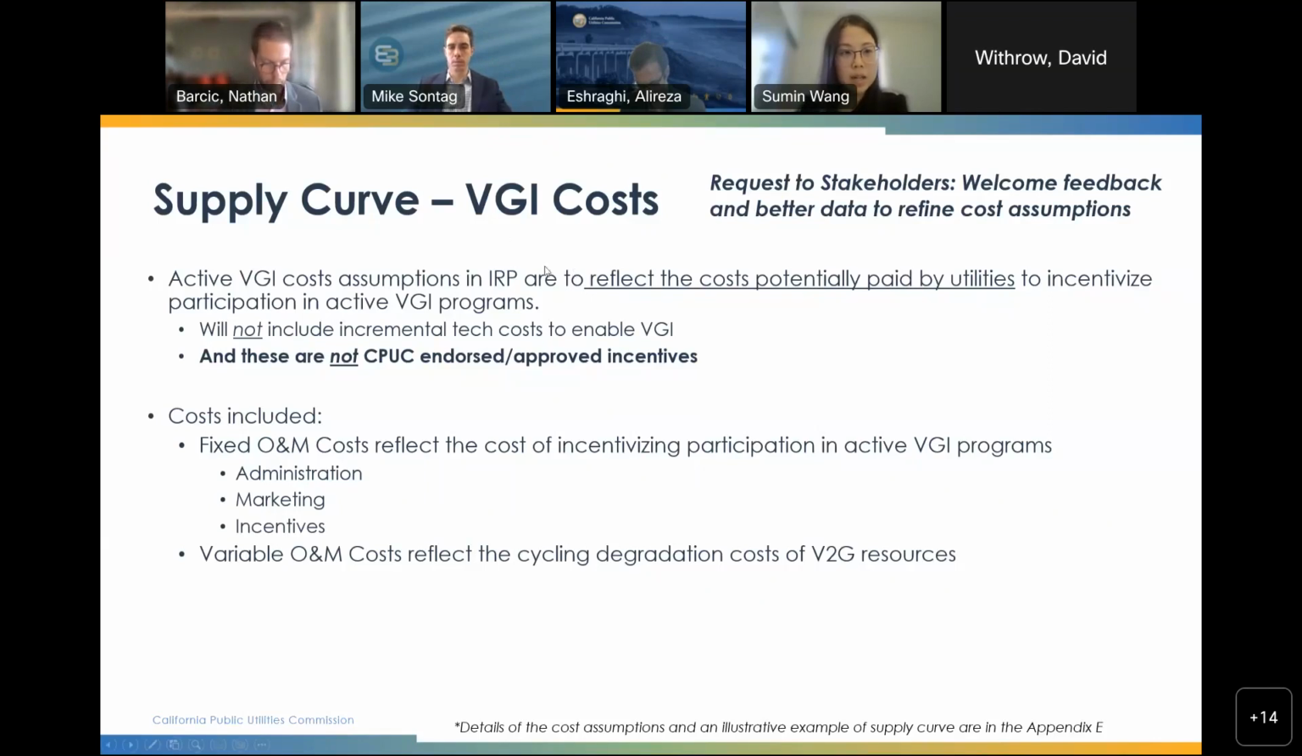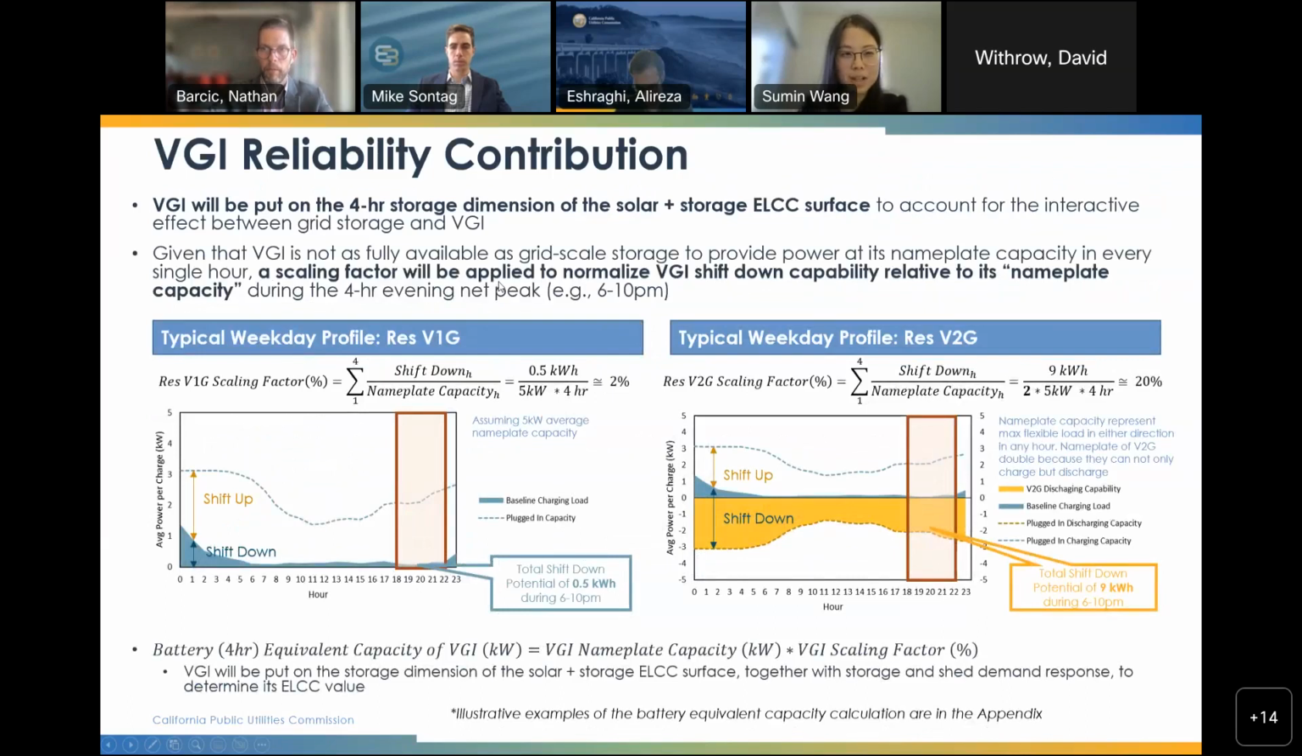The costs that we plan to include are fixed O&M costs, which also include the administration, marketing, and incentive costs to incentivize participation in active VGI programs. We will also add variable O&M costs for the V2G resource to reflect the cycling degradation impact on the batteries. If we can go to the last slide, which is focusing on calculating reliability contribution for VGI.